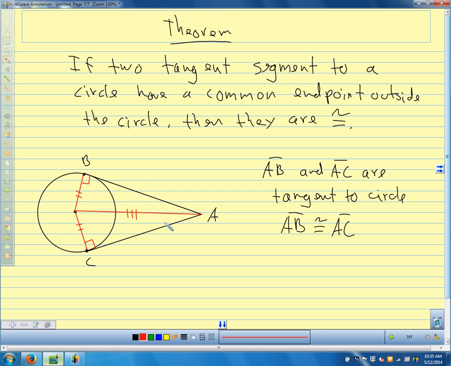So these long sides of the triangles have to be congruent as well by CPCTC. Corresponding parts of congruent triangles are congruent. So it's an easy proof to show that those two segments have to be the same if we have two tangents to the circle. So we turn circle problems into triangle problems, and then the stuff that we've learned about showing that triangles are congruent comes back in problems about circles. It's kind of nice.